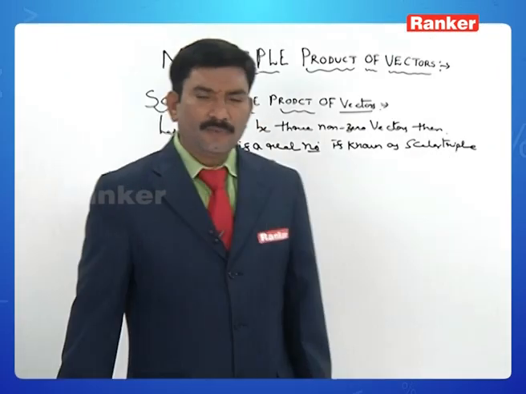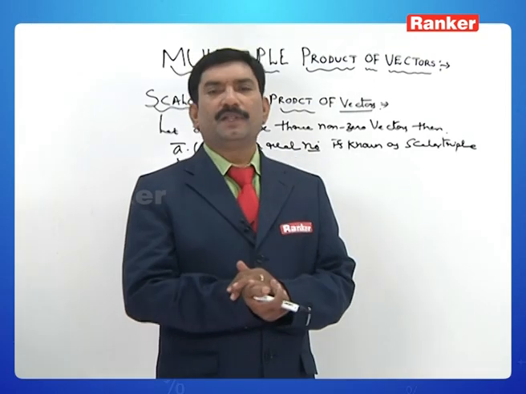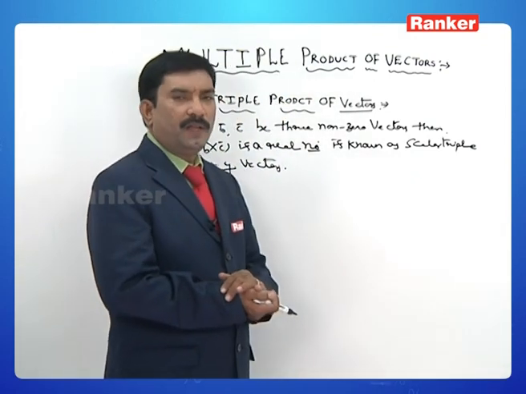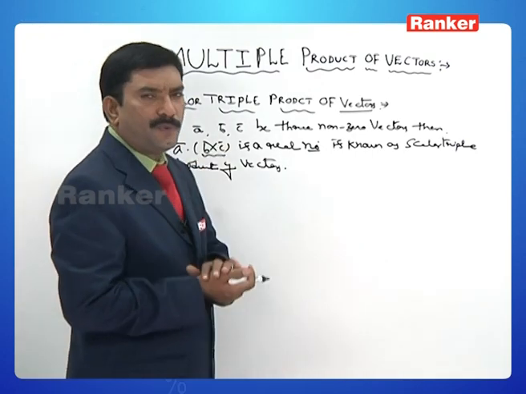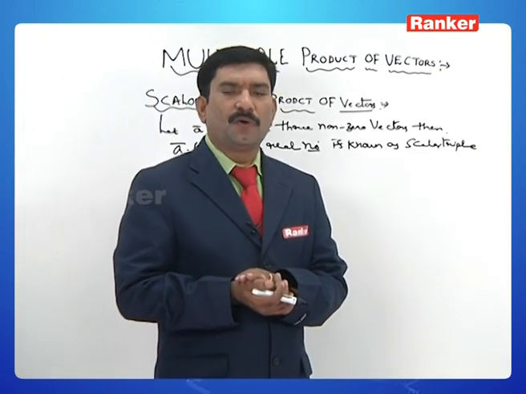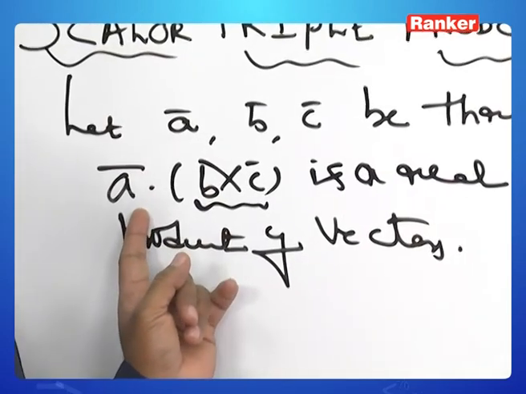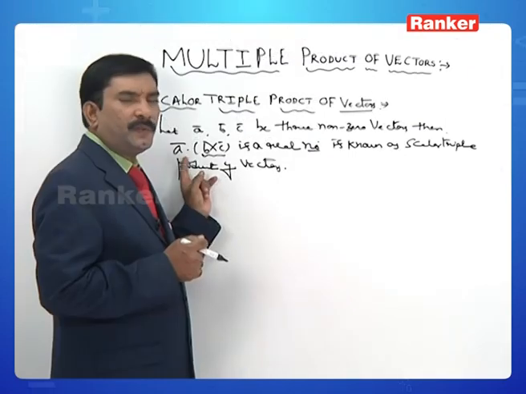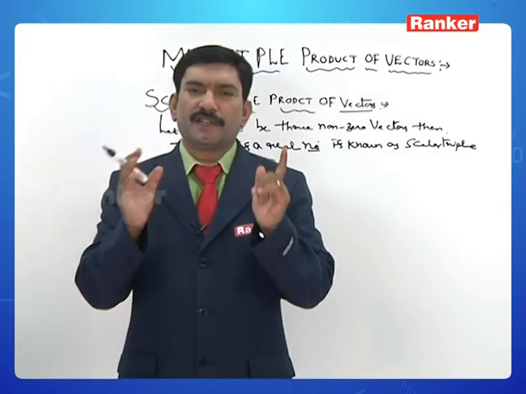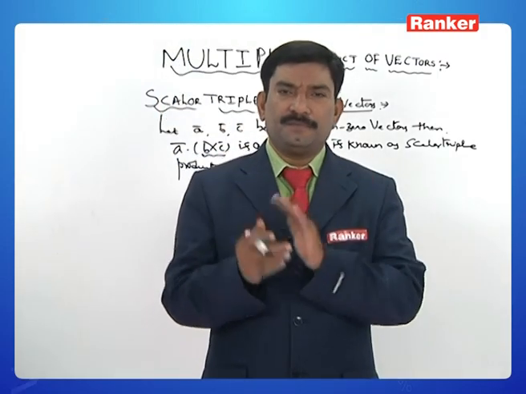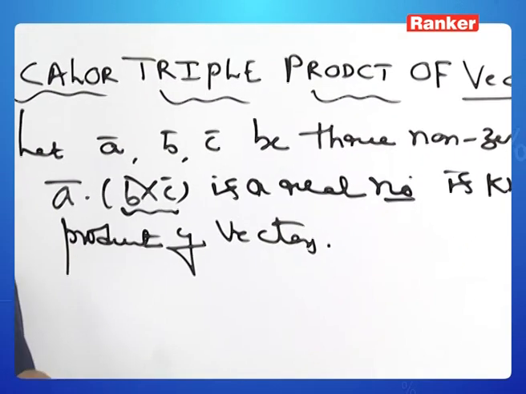Why scalar? Triple product means taking the product between three vectors. Namely, it's a scalar. You can very well observe that the cross product of any two vectors is a vector quantity. That vector is taken dot product with A bar. Therefore, A dot of B cross C is a scalar. It's not a vector. So A dot of B cross C is a scalar triple product of vectors.